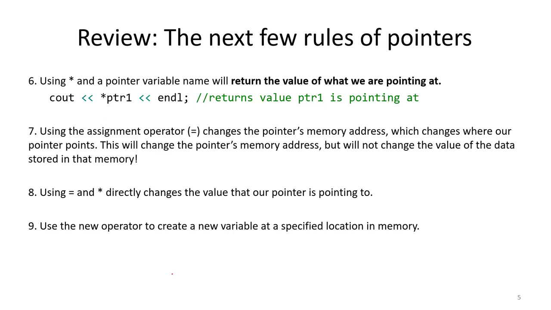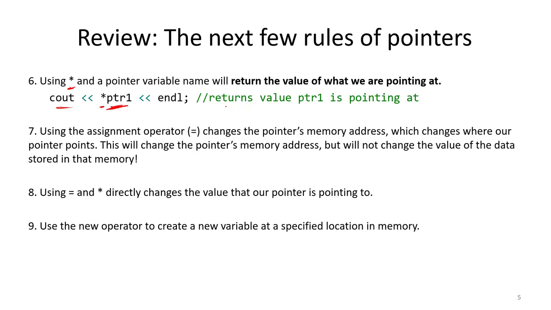We also learned some additional rules about pointers, which are really important. Remember, the asterisk is a very powerful tool when working with pointers. The asterisk allows us to do something called dereferencing. So if we use an asterisk and a pointer variable's name, this is going to allow us to access the value that we're pointing at. So asterisk PTR1, in this case with cout, this is going to return the value that PTR1 points at.